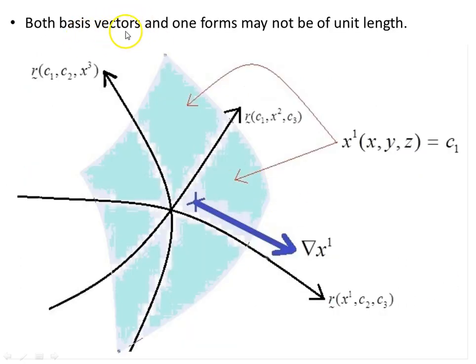So both basis vectors and 1-forms may not be of unit length, so that's another point to make clear, just reiterating that again. So here's a coordinate surface in blue, and it's achieved by setting the x1 coordinate, as a function of x, y, z, equal to a constant. So x1 is just a constant.